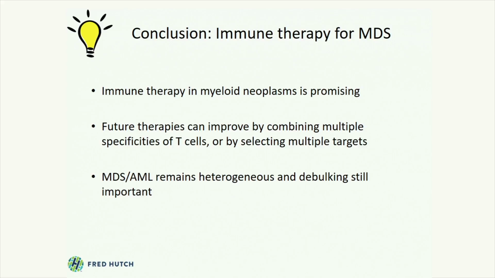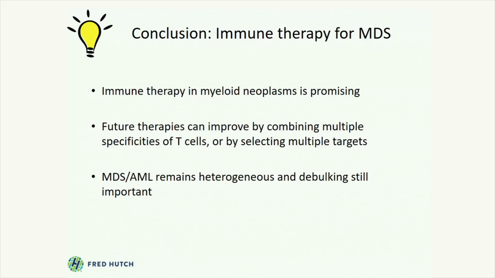So the conclusion here is that immunotherapy for MDS is promising. Like I said, for 2498, in the first arm, nobody's relapsed so far. In the second arm, some people have, and that is why we've based the second trial, 9296, on a pre-enrollment WT1 expression. And then, the future therapies can be improved by actually looking at multiple targets and perhaps a combination of therapy, as well as immune therapy and specific targeted agents. But MDS AML is a heterogeneous disease, and possibly debulking is important.